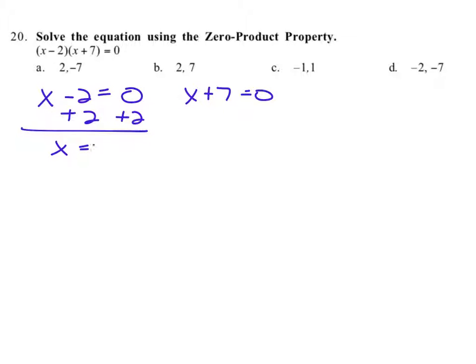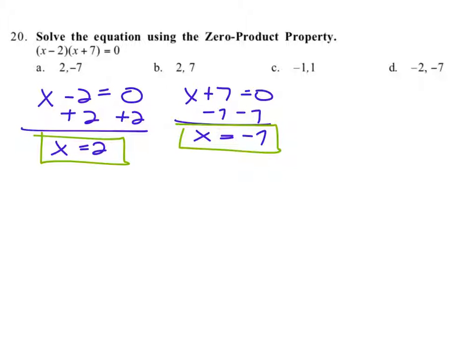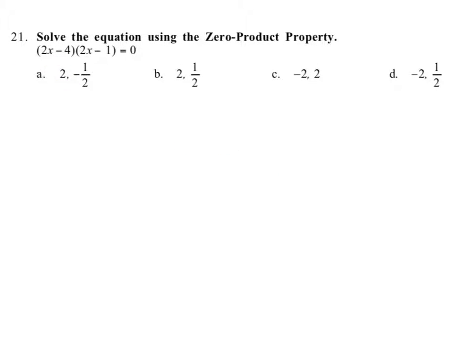Plus 2, x must be equal to 2. That will make us, if we plugged in 2 everywhere we saw x, we'd get a 0 out. And x equals -7. If we plugged in -7 everywhere there was x, it would result in 0 as well. So those are the two answers. X equals 2, x equals -7, and that is A.